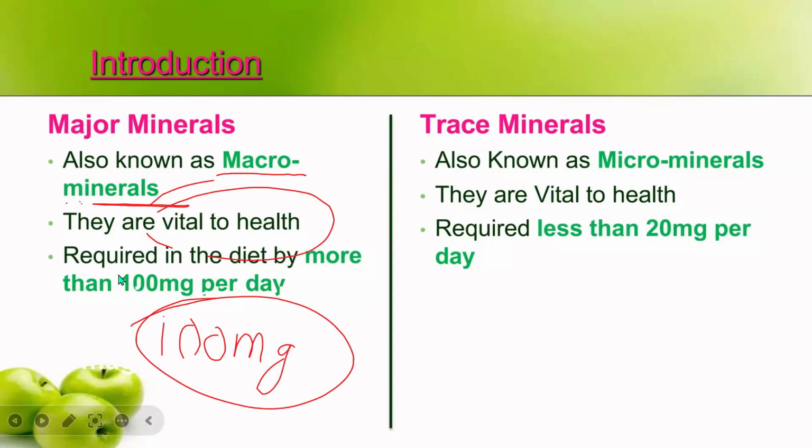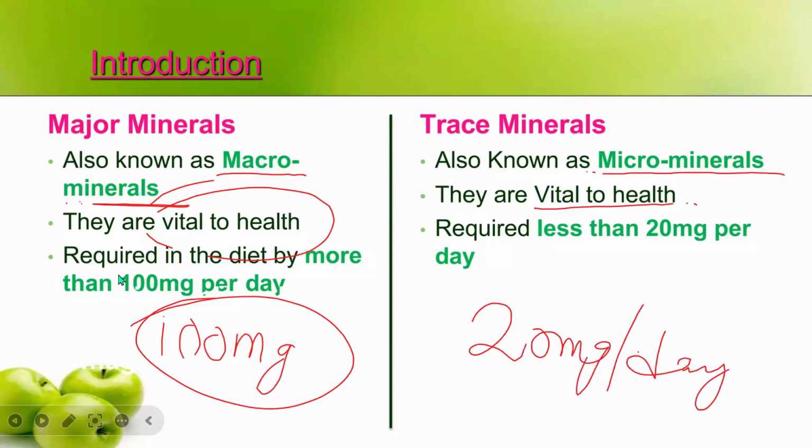And then we have trace minerals, and they are called micro, that is small. Micro minerals means that we need them in smaller quantity and they are also vital to us. We require less than 20 milligrams per day. If we get more than that, it will be a problem. So we should understand that both the major and the trace minerals are vital to our health, and if we don't get them in the required amount, there will be a problem.